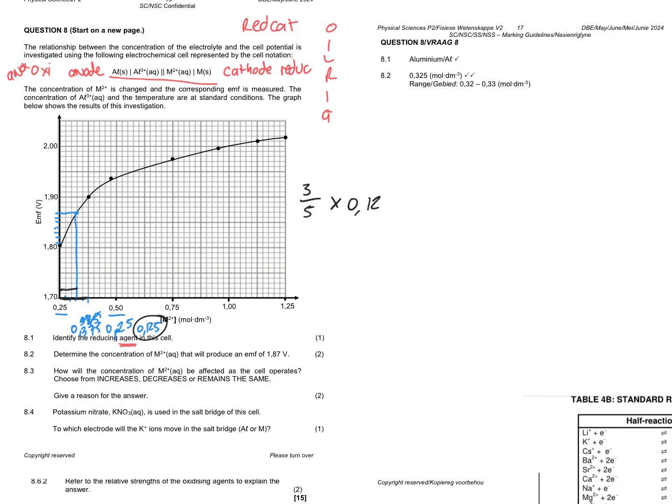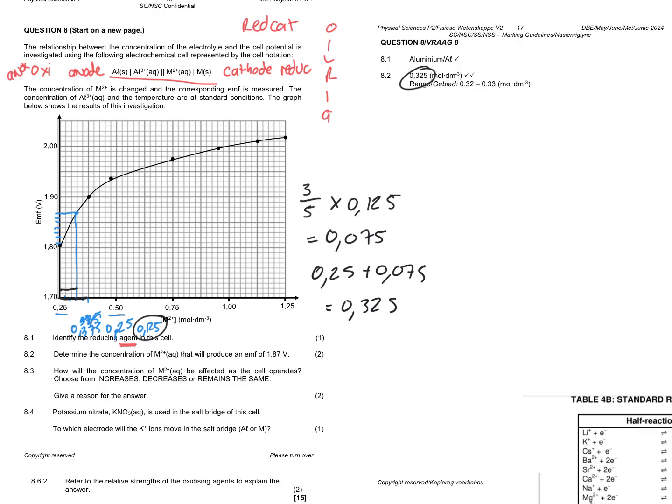So then you can actually calculate it. You can do 3/5 of 0.125, and that is equal to 0.075. So then you get 0.25 plus 0.075, which gives you 0.325, which is exactly what they said. But they'll accept anything between 0.32 and 0.33.